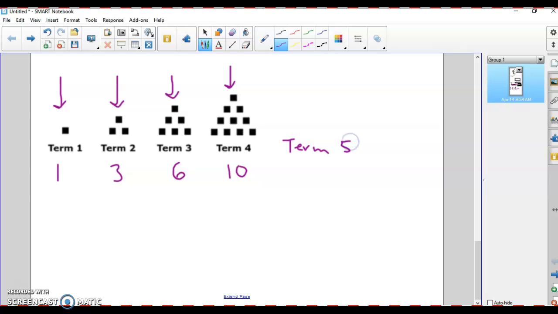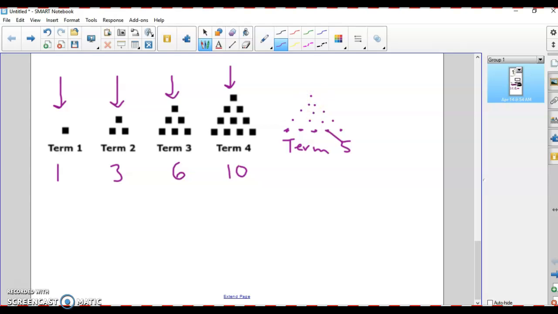So especially with shape patterns, you're going to want to find what is different between each term. For term 1, you can see that there's 1 square there, but then term 2 has 2 squares on the bottom, just like term 3 and term 4. So that must mean that term 5 must have 5 on the bottom. And then from there on up, it's 1 less than it was on the bottom. So if there's 5 on the bottom here, then we'll need 4 on the next level, 3 on the next level, 2 on the next level, and then 1 on top.